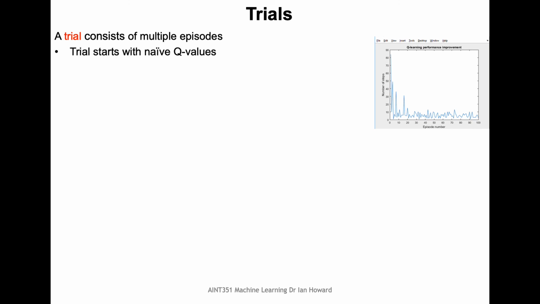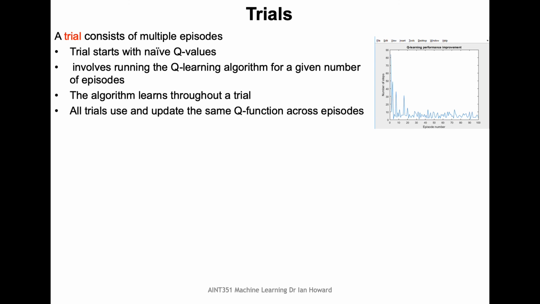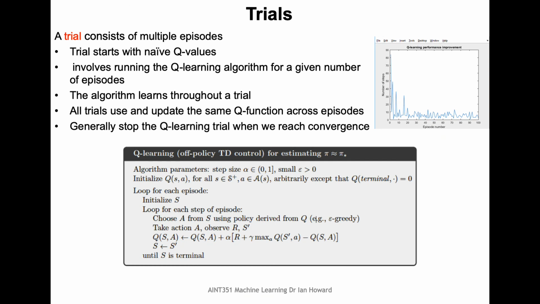So a trial will always start off with naive values, let's say small Q values, and then in a trial we run Q-learning over multiple episodes, and all the way through it's still learning. The first time you run it, it hasn't learned anything, and then it gets more and more until you finally end up, hopefully, with a good estimate of the Q values. A good way to terminate the trial is when it looks like the Q values are not improving anymore, or they've reached convergence.